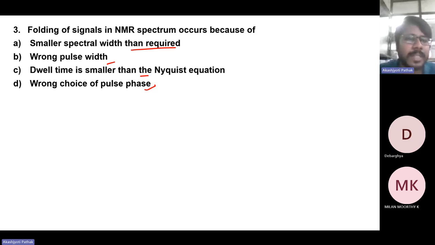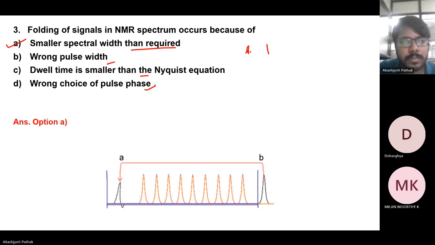So the answer to this question will be a smaller spectral width than required. If the spectral width is smaller, and if a signal has a neighboring frequency, that will also come into our desired spectral width that we have selected. Okay. Yeah, so this is what it is showing.